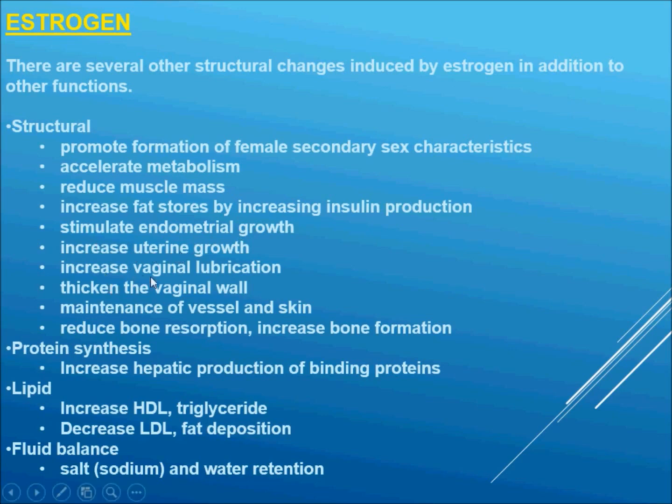It increases vaginal lubrication during intercourse and it thickens the vaginal wall during the menstrual cycle and it maintains blood vessels and the skin and it reduces bone resorption and thus it increases bone formation. When bone resorption is reduced, that means bone formation has increased many folds.